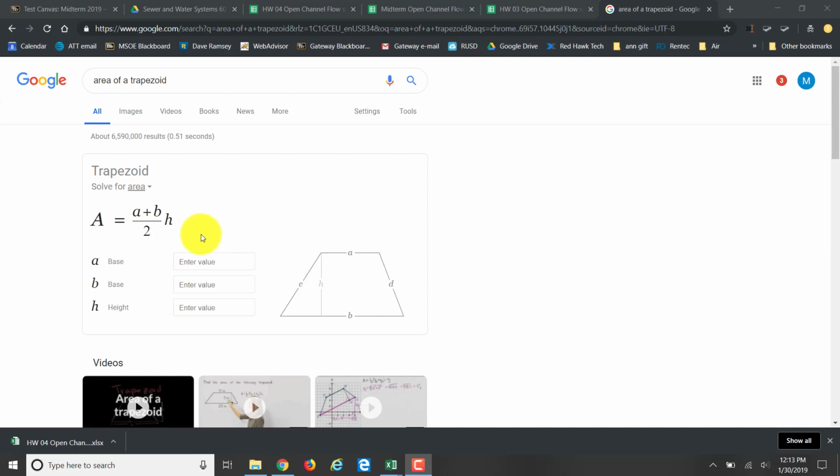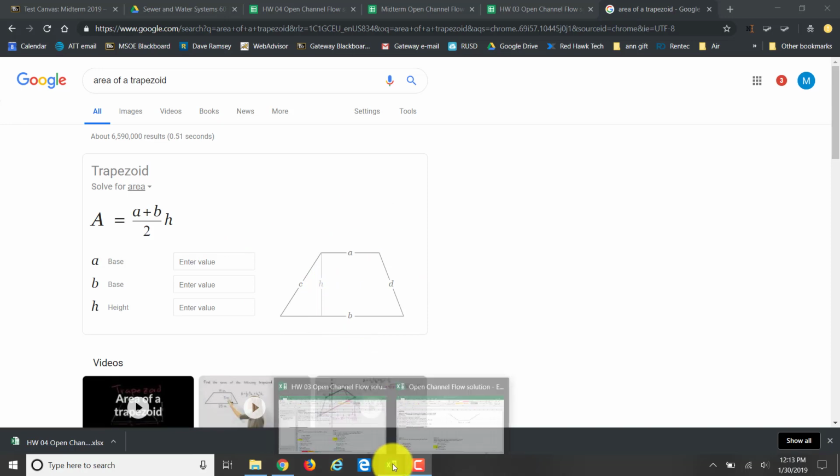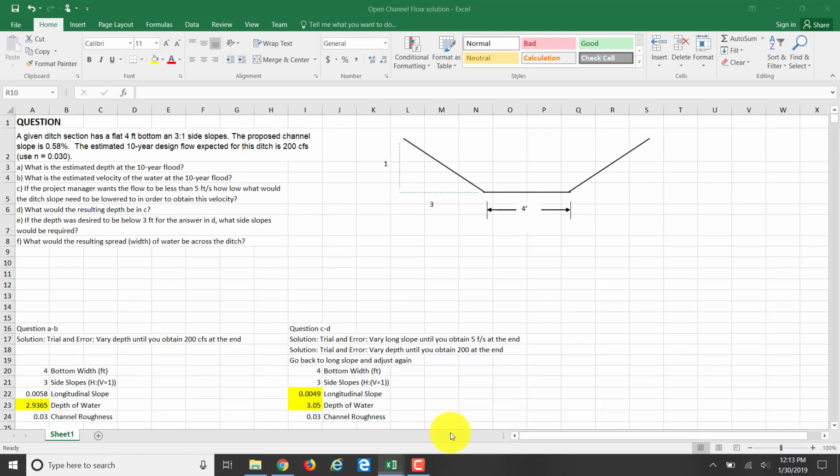I'm going to be making use of this. If you have a circle or a rectangular one, it's much easier to find out what the area is, but I just want to point out this is the formula I'm going to be using. So what I already have is an open channel problem over here. The question is similar to what you have for your homework.